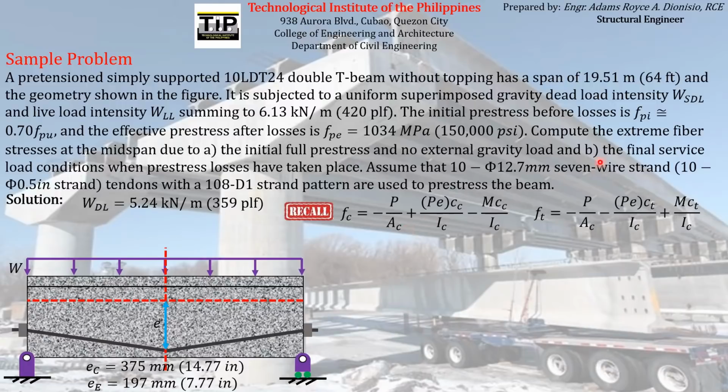So the other question wants to find the extreme fiber stress at the midspan, still at the midspan, but on the final service load condition, wherein the superimposed dead load and live load are already being carried by the concrete element itself.